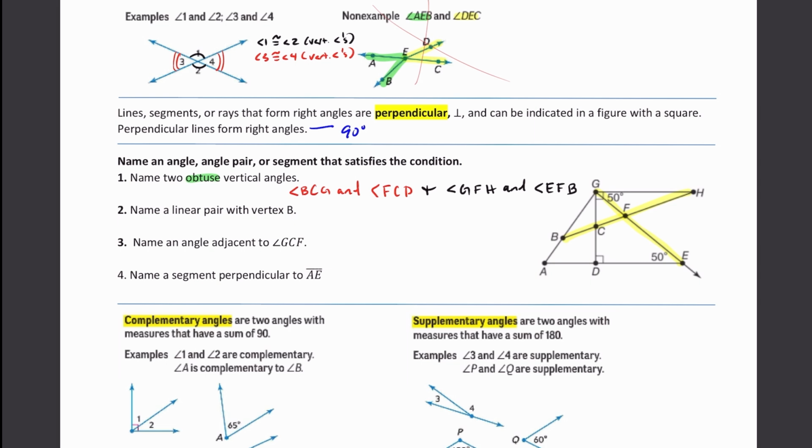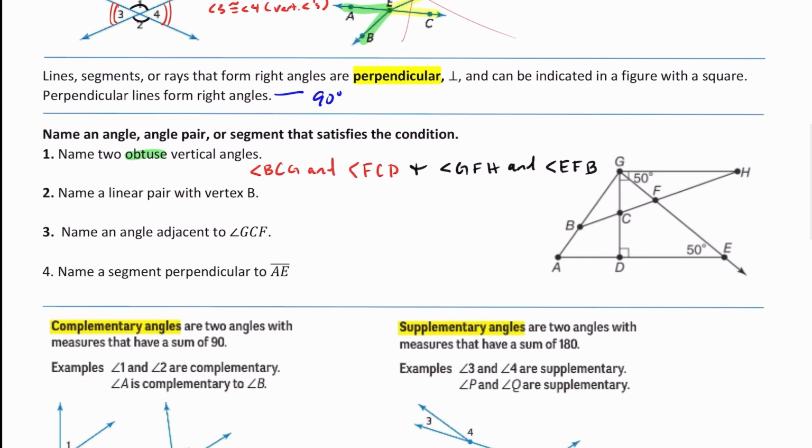Number 2, name a linear pair with vertex B. So if I'm looking at the picture again, this is where B is. B is right here. That's our vertex. And we're dealing with a linear pair. A linear pair looks like this. If I have that straight line, and some sort of ray or segment, which is right here, we can see that this is a linear pair, and those two angles add up to 180 degrees.